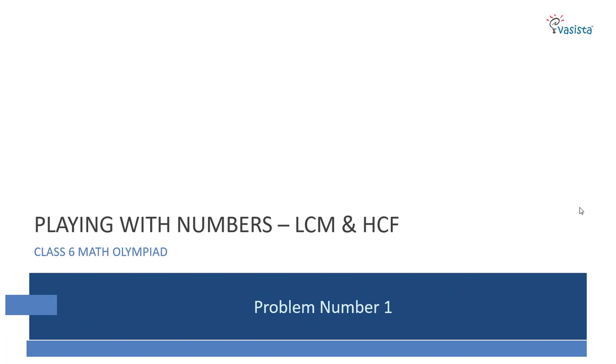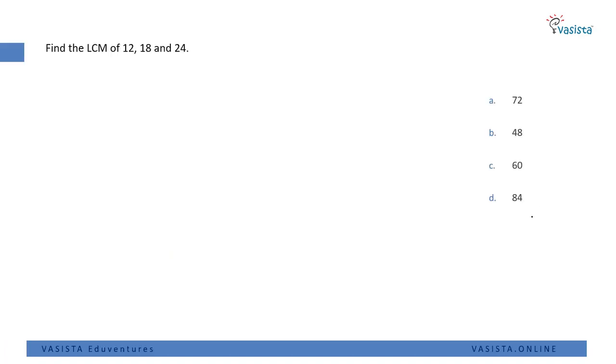Let us solve some problems based on playing with numbers, exclusively based on the LCM as well as HCF. Right here in this particular problem, we are supposed to find the LCM of 12, 18 and 24. You know what exactly LCM is? LCM is lowest common multiple. That we need to find out.